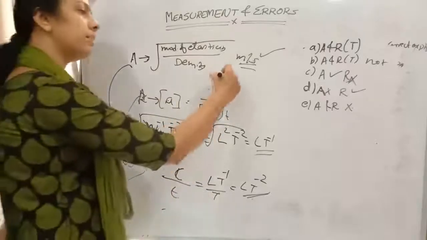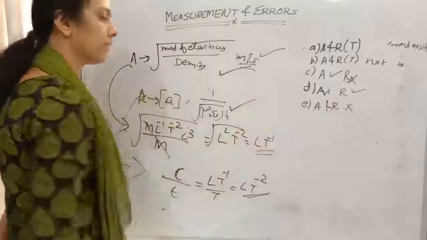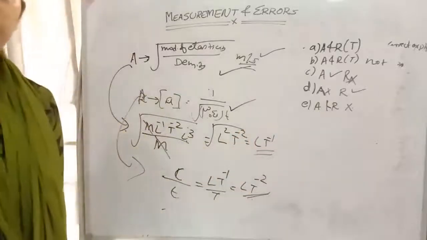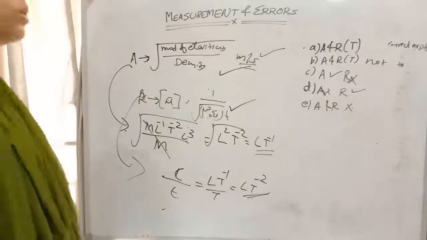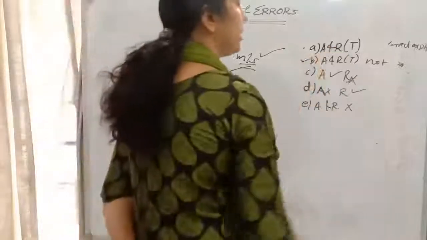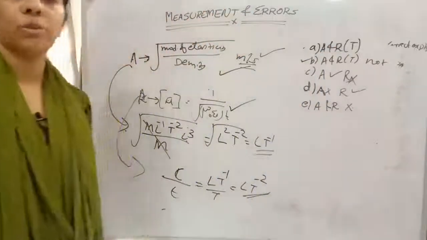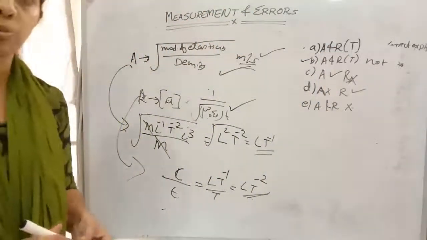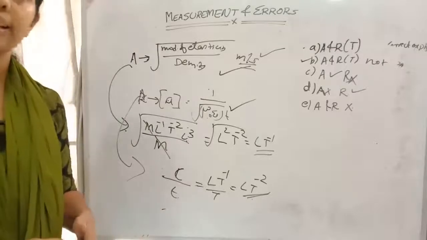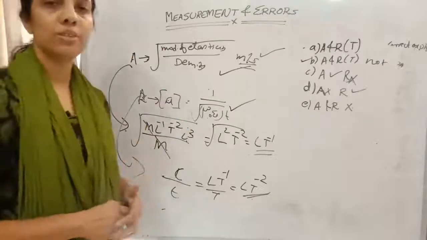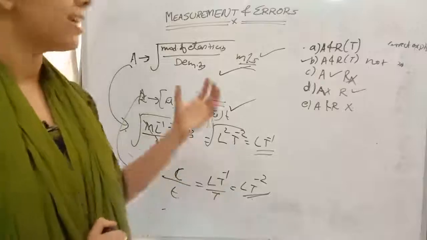So here one derivation is given, here another derivation is given. So both are correct only. Assertion and reason are true, but the reason is not the correct explanation for the assertion. We will go for option B. Okay, clear children? So these are some of the questions related to this error, and some questions were there for dimensions also.